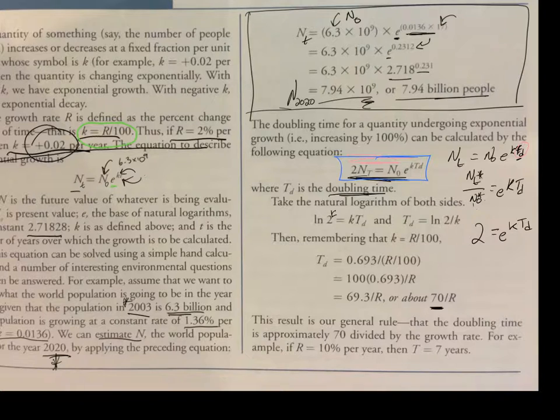In order to get this TD by itself, again, remember what my goal is. My goal is clear. I need to know the time it takes to double. That's the variable I want to know the answer to. I've gotten rid of my NT and N naught just by using a little logic. And so now my question is, how do I get TD by itself? Well, the way I get an exponent down from its base is I take the log of it. And since the base is e, 2.718, I'm going to use the natural log.